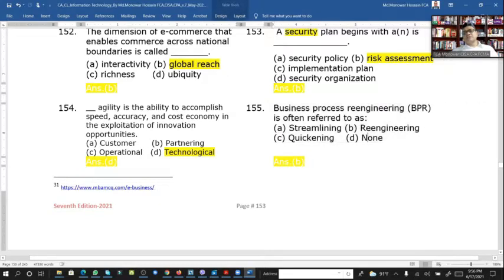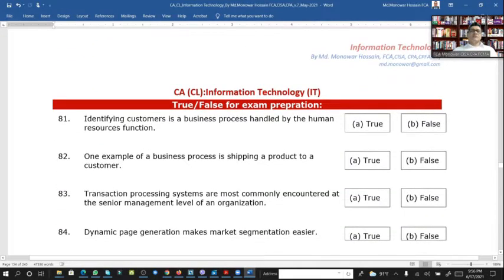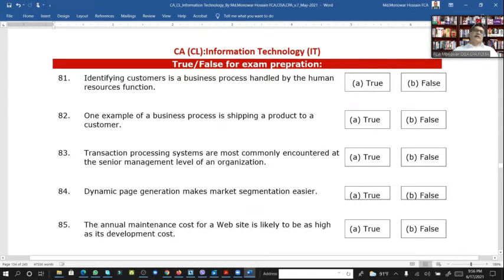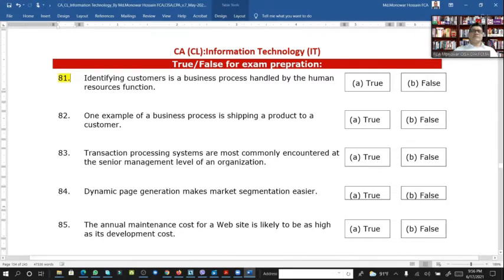Reengineering. Business process reengineering, also reengineering. Okay. So now, true false. Lastly, we discussed up to 80. So now 81. And logically, this is from that chapter and some from the different chapters also.